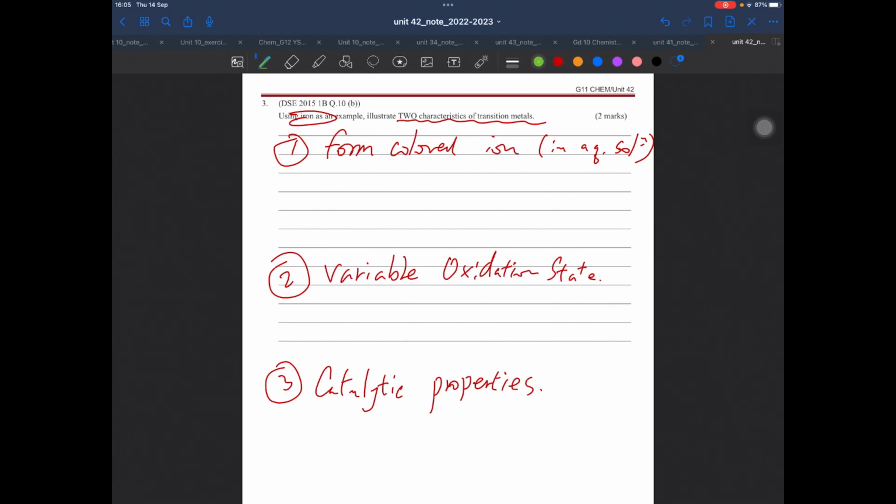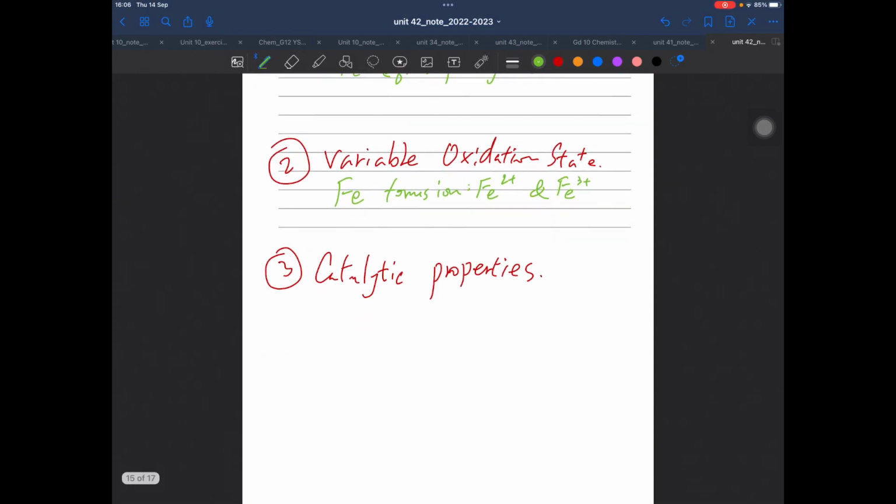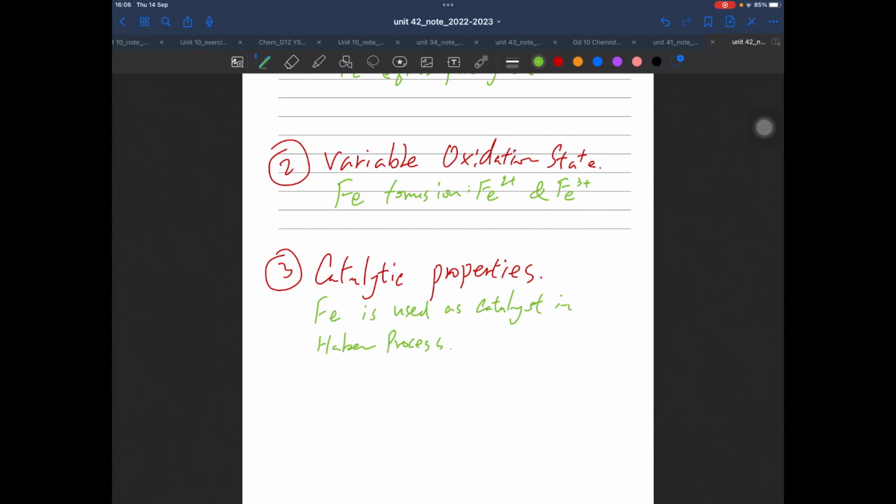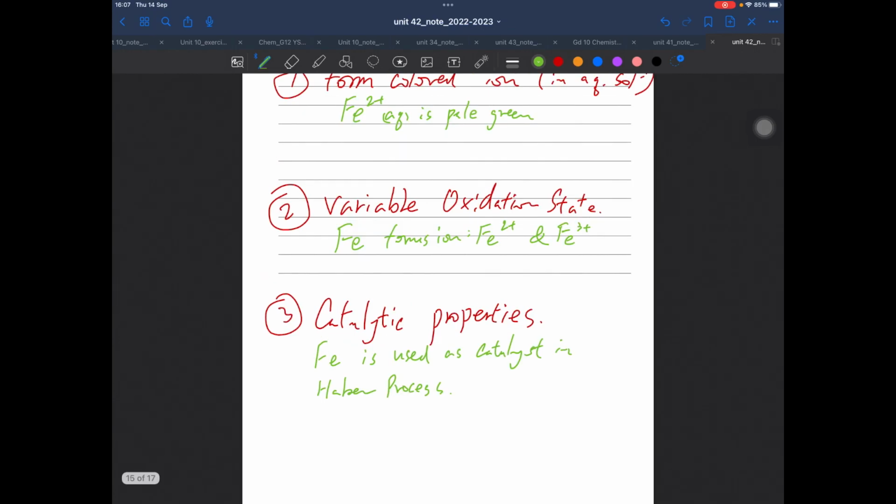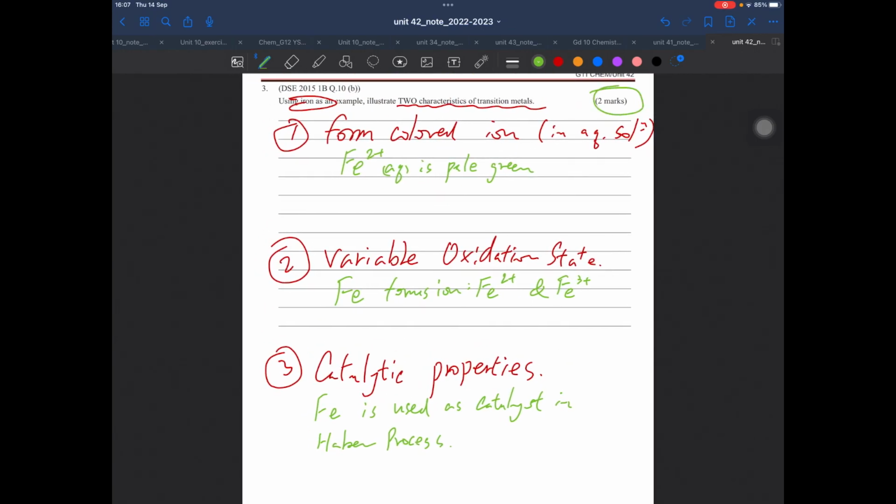Right. So let's use iron to fit in. The first one is easy: Fe2+ aqueous is pale green. We finish. The second one is iron forms Fe2+ and Fe3+. They can have different oxidation states. Finally, catalytic properties. Yes, iron is used as a catalyst in the Haber process. You finish the job. So that's why only 2 marks will be contributed, because this is not difficult at all.